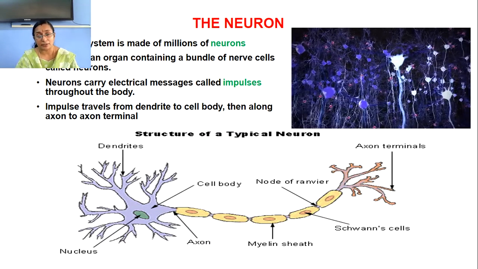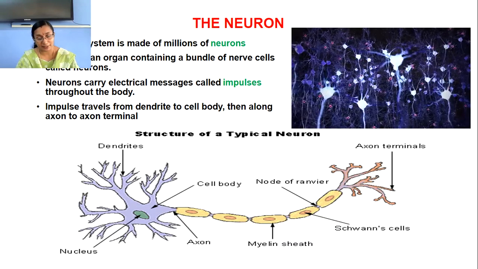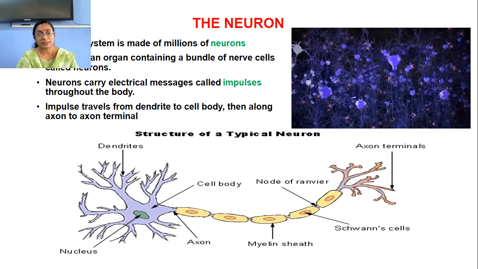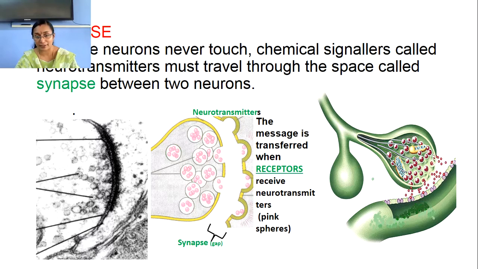Then in the axon you can see the myelin sheath, which is the fatty covering seen at regular intervals on the axon. It helps in speeding up the transport of the impulse. So the structure of a neuron, children, you are already familiar with. Now what happens when the impulse reaches the tip of the axon?